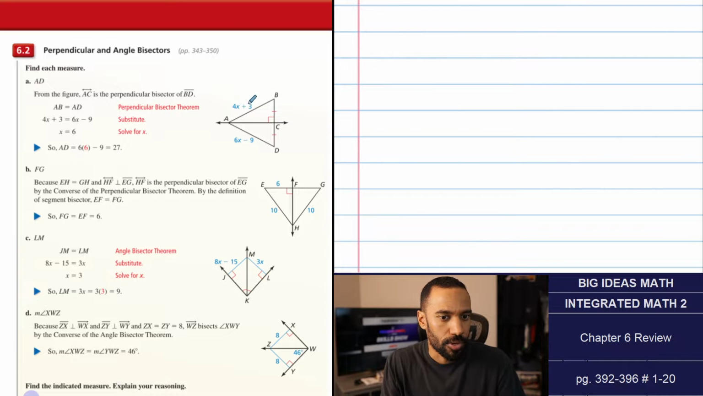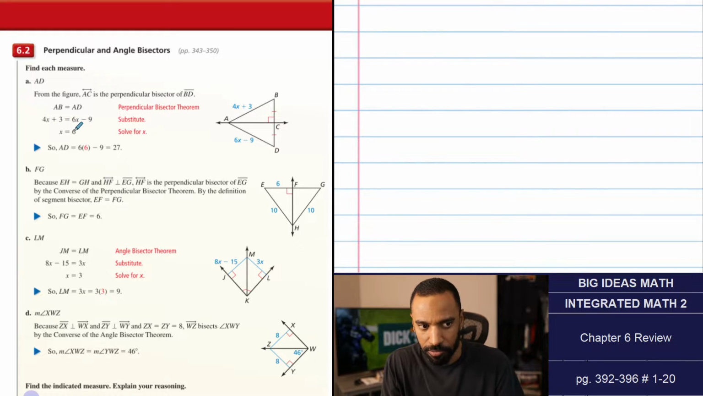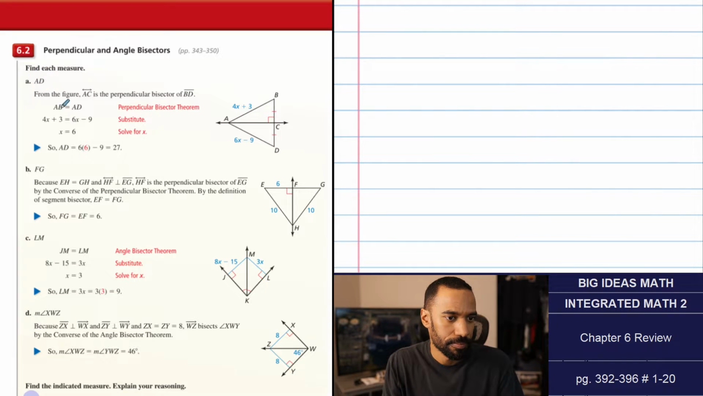So you can set these two equal to each other. 4x plus 3 equals 6x minus 9. You do the algebra to solve for x, and you get 6. And then they want the length of AD. So you substitute 6 into AD's expression. 6 times 6 minus 9. 36 minus 9 is 27. That would be the length of AD.